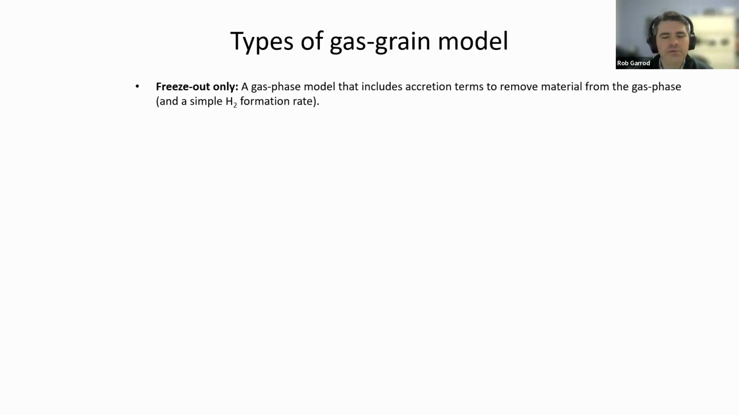And so gas phase material will freeze out of the gas by sticking to the cold grains. And it will typically stay there. Most of that material will stay on the grains at those low temperatures. Okay, so a gas phase model with just that accretion process would be a good starting point.